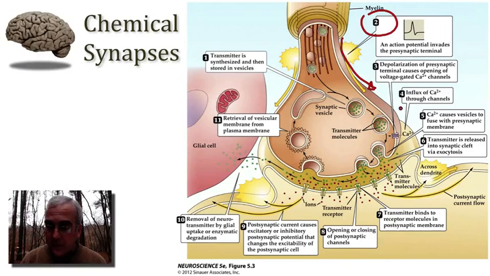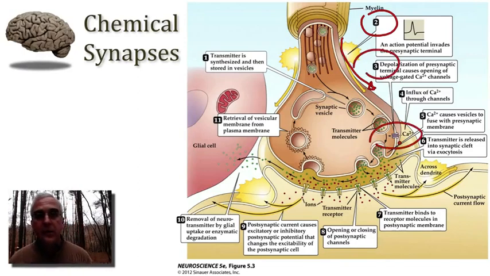So near the active zones, there are numerous voltage-gated calcium channels that are present, and as the wave of depolarization hits, those channels open, and now calcium rushes into the presynaptic terminal. So step number 4 here, and this is because there is a steep concentration gradient with more calcium outside in the extracellular fluid than inside that presynaptic terminal.